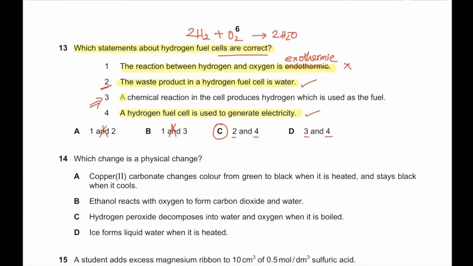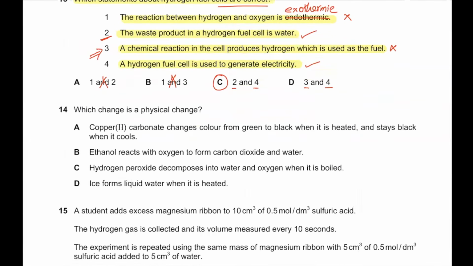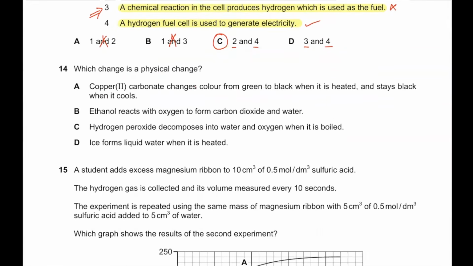Now for point number 3, why is point number 3 wrong? Let's see. A chemical reaction in the cell produces hydrogen, which is used as the fuel. So obviously no, it doesn't produce any hydrogen inside the hydrogen fuel cell. All right, okay.